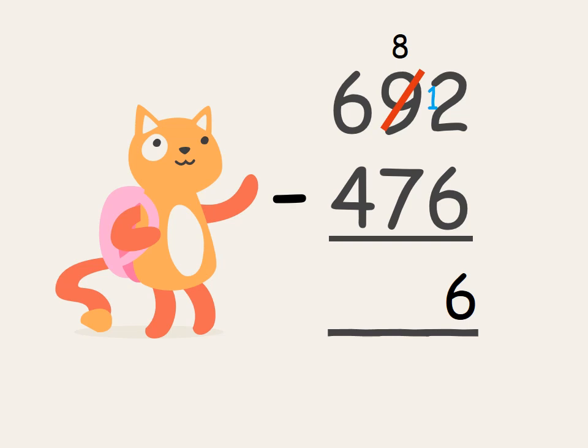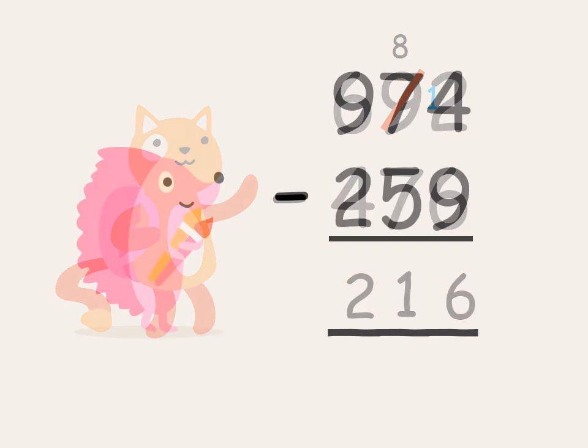6. Step number 2, you subtract your tens. What is 8 minus 7? 1. And step number 3, you subtract your hundreds. What is 6 minus 4? 2. So our answer is 216. You can see there that we borrowed from our neighbor because we did not have enough for ourselves.